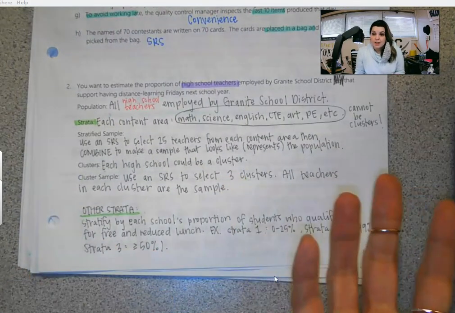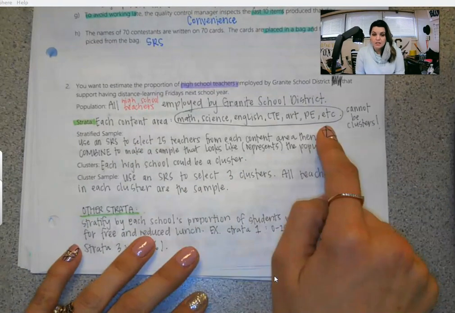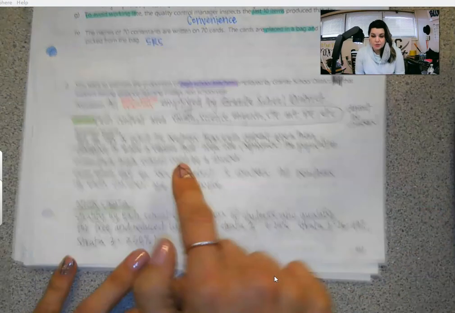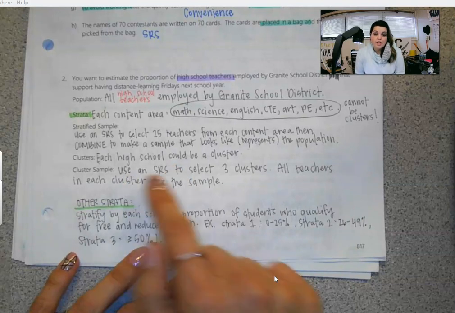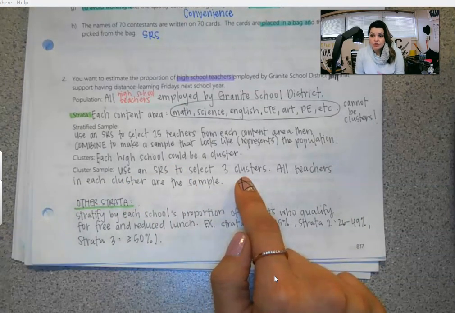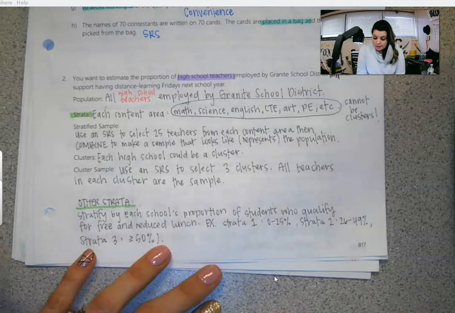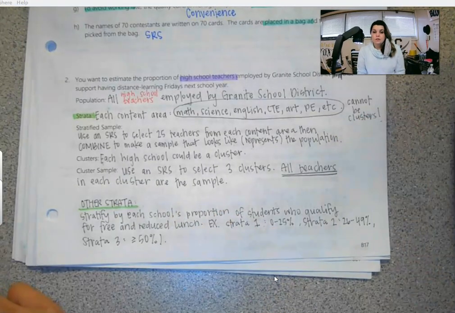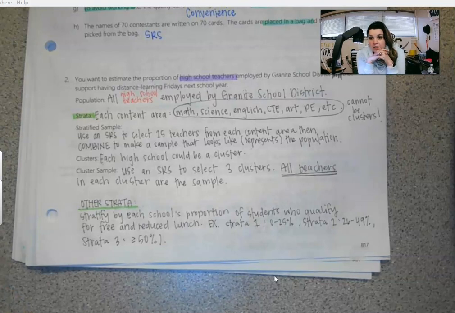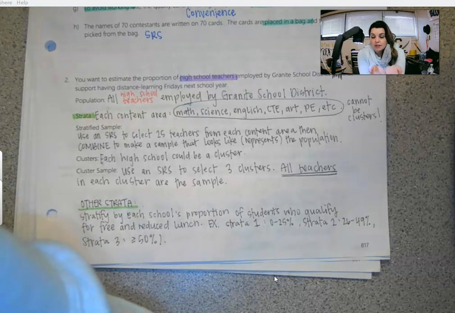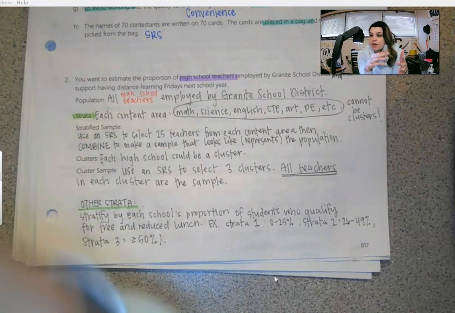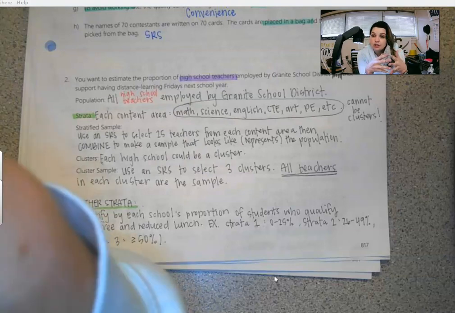Well, if I clustered by high school, each high school has all of these teachers. They have math teachers, science teachers, English teachers, and so on. So each high school would be my cluster. I would use an SRS to select 3 clusters or 3 high schools, and then I would survey all of the teachers in those high schools. So the HAT method, I think, would be the best way to do this. We would write Kearns, Olympus, Skyline, Cypress, Granger, all of the high schools on identical slips of paper, shake, shake, shake, draw 3 out. Those are your clusters. Survey everybody at those schools, or every teacher at those schools.